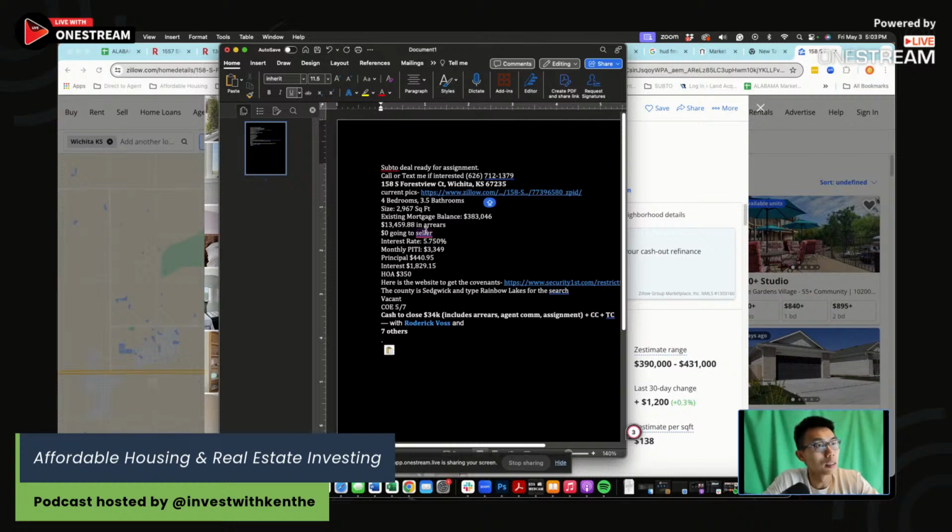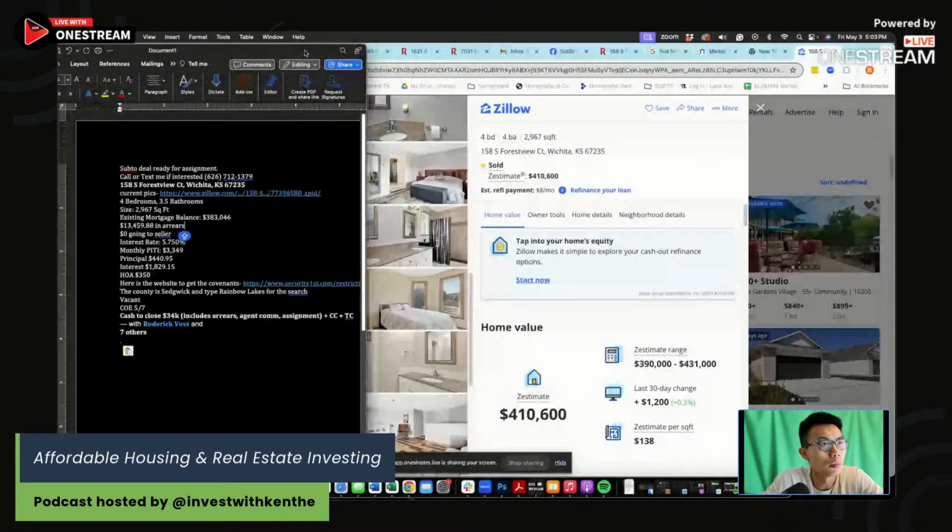Let's see. Subto deal. What I wanted to go through today is how do we quickly rule out this deal for affordable housing? This property is in Kansas, which I've never done before, so let's just take a quick look at 158 South Forest View Court, Wichita, Kansas 67235. I'll pull up the listing right here. Boom. There it is right there.